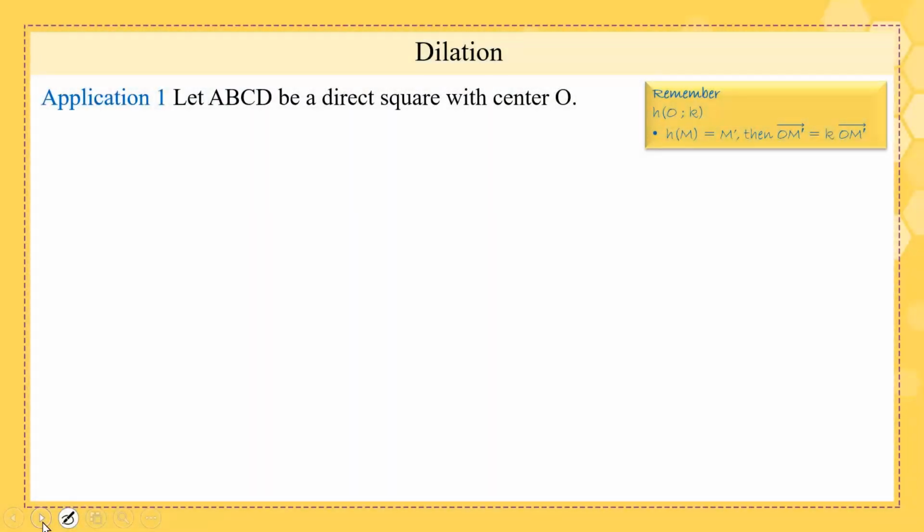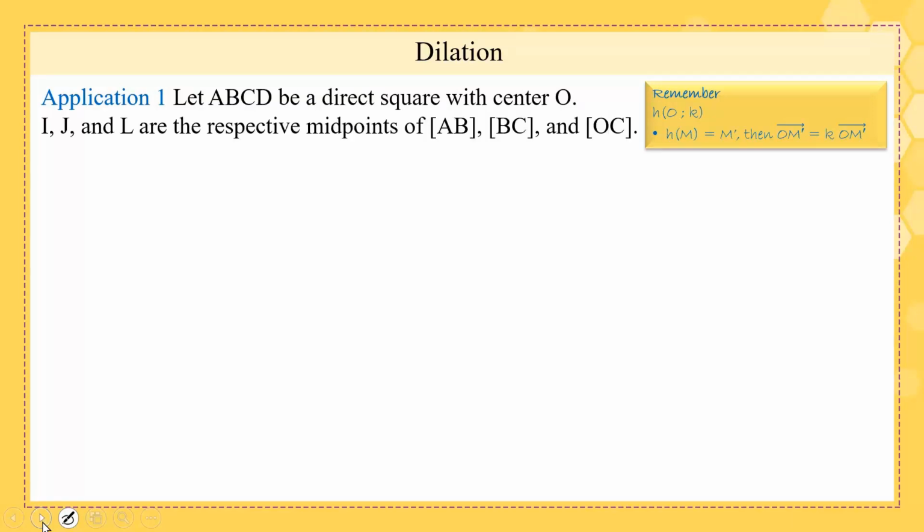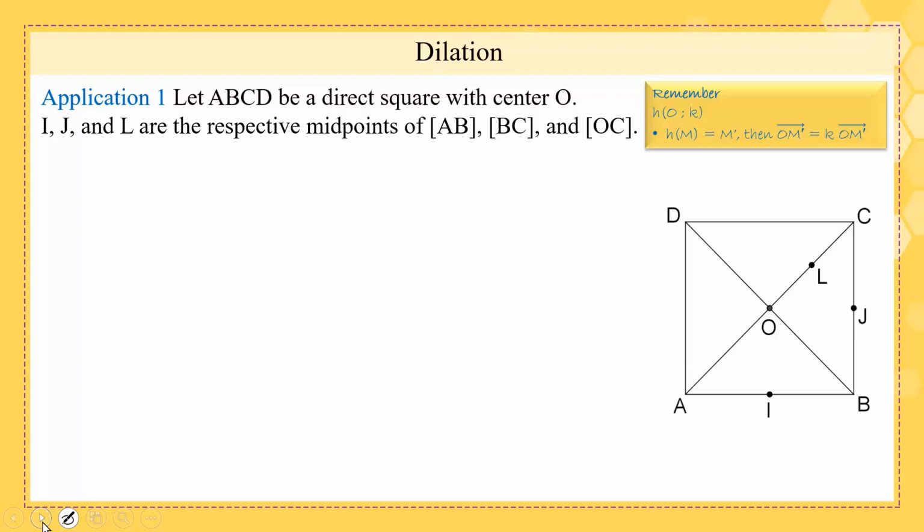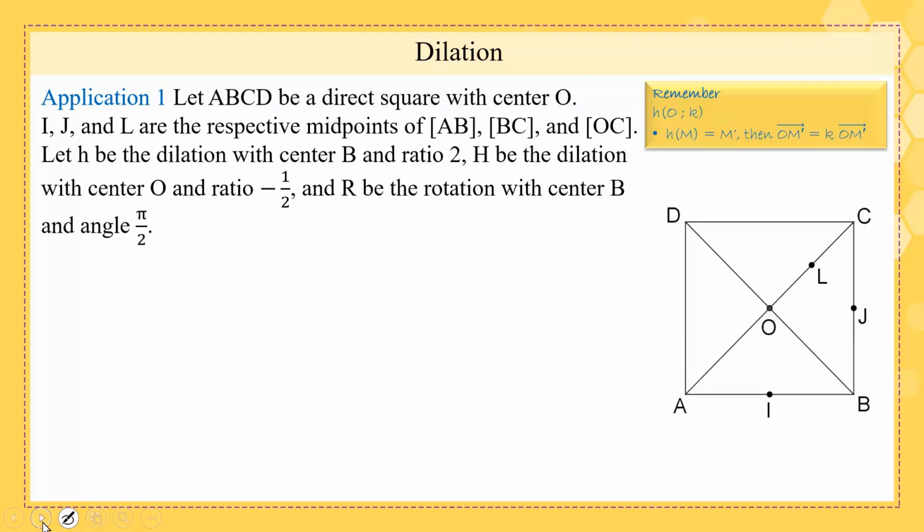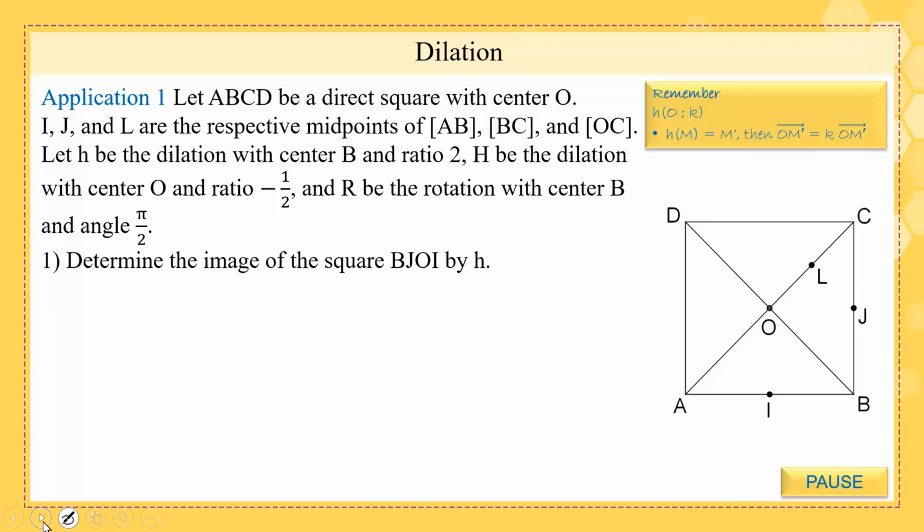Now, application. Let ABCD be a direct square with center O. I, J, K are the midpoints of the segments AB, BC, and OC. As you see in the figure to the right, given the dilation H with center B and ratio 2, another dilation H with center O and ratio -1/2, and we also have a rotation with center O and angle pi/2. First, determine the image of the square BJOI by the dilation H. Please try to stop the video and solve this question carefully before you see the solution.